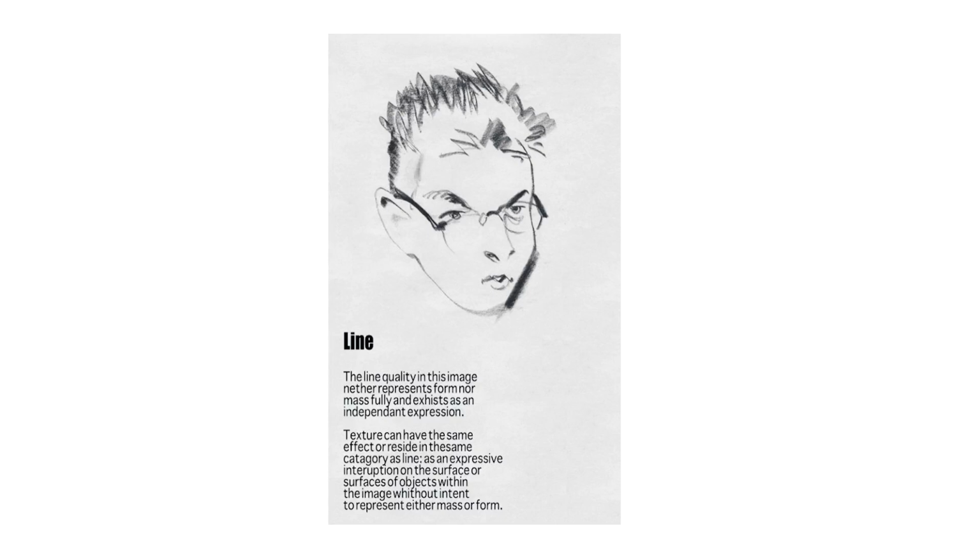Text can have the same effect or reside in the same category as line, as an expressive interruption of the surface of objects within the image without the intent to represent mass or form. It can just be about line.